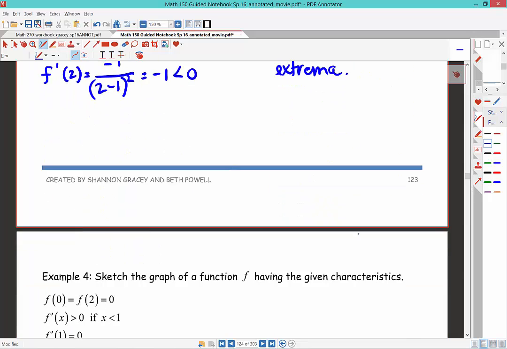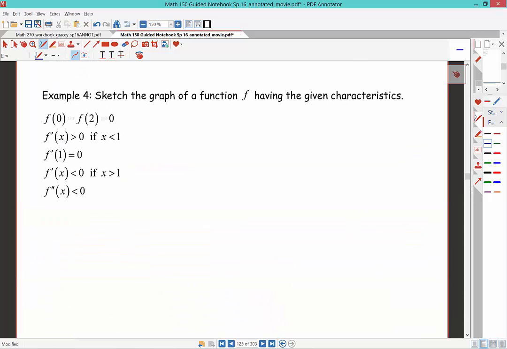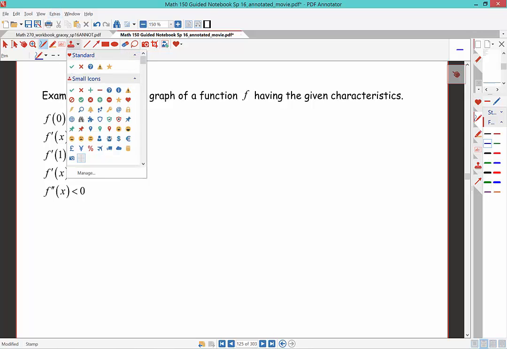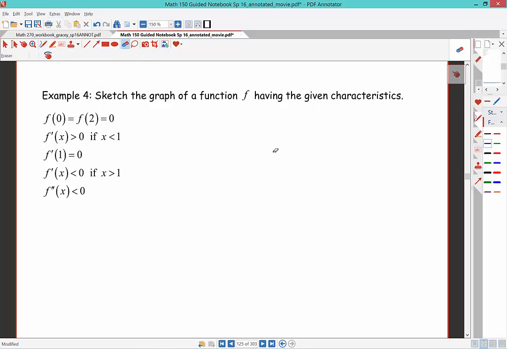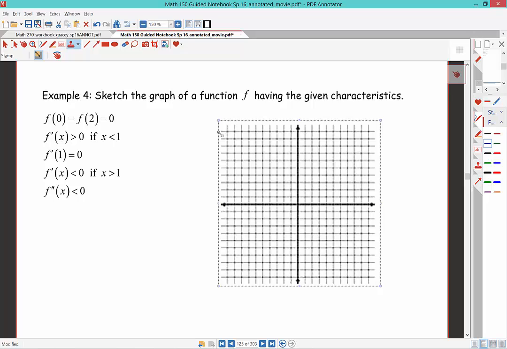All right. So here we come to our last example. Get a grid going. This one is asking us to make a picture of a function f that has these characteristics. So we're going to be making a graph of f of x, and we've been given this other information. Some of it's from the original function, some of it's from the derivative function, and some of it's from the second derivative function. So you got to be kind of a math detective, right, to figure out what to do.